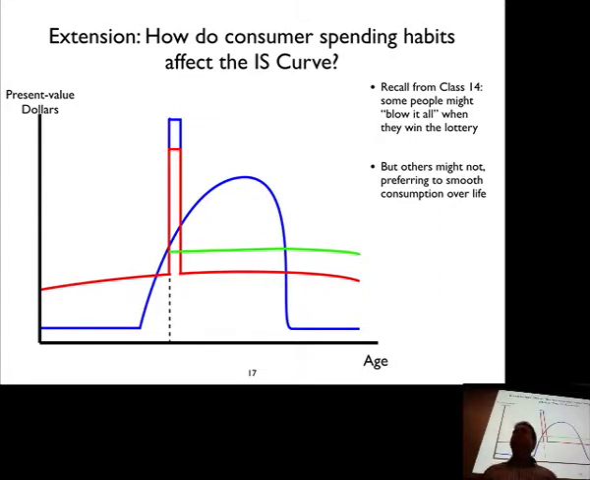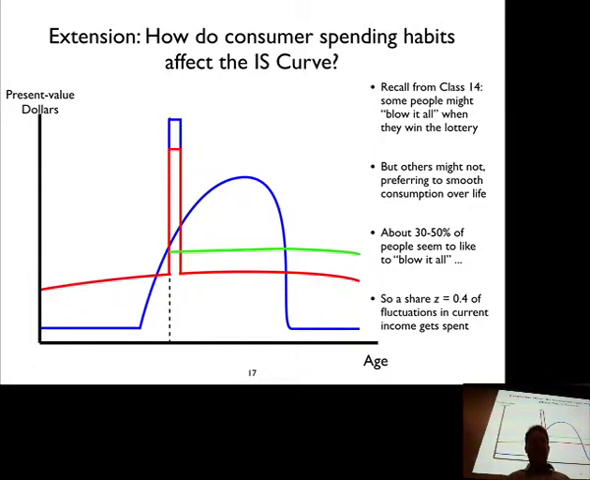Does anybody get tax refunds? What do you do with it? Save it. You save it. Yeah, okay. So there are many people who save their tax refunds, and there are also people who spend it. So the rule of thumb that we see in the data is that maybe 30 to 50%. What I'm going to do is assume that there's a share Z of 40% of fluctuations in current income that gets spent.